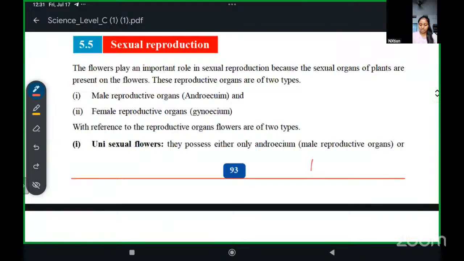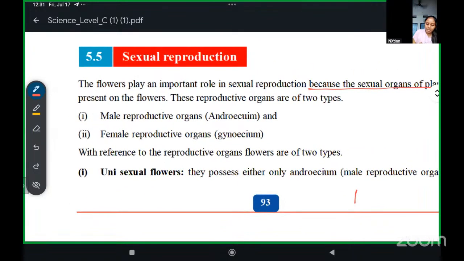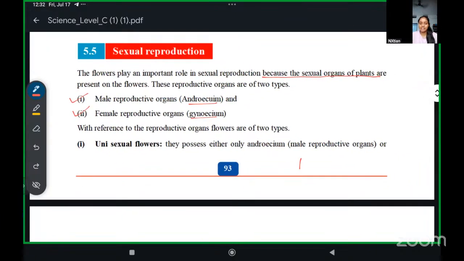Sexual reproduction. The flowers play an important role in sexual reproduction because the sexual organs of plants are present on the flowers. Plants also have reproductive organs, divided into two categories: the male reproductive organ, named androecium, and the female reproductive organ, named gynoecium.